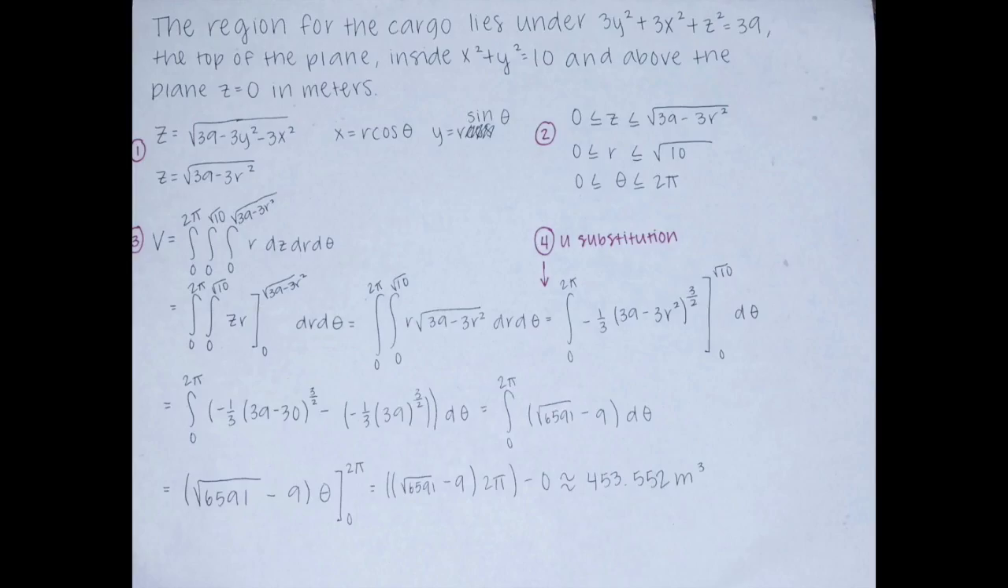We can plug the integral from the u substitution back into the original integral, and we can solve the last part as a regular integral. Our final answer is 453.552 meters cubed, which is the volume of shumsauce sauce our plane will be able to hold.